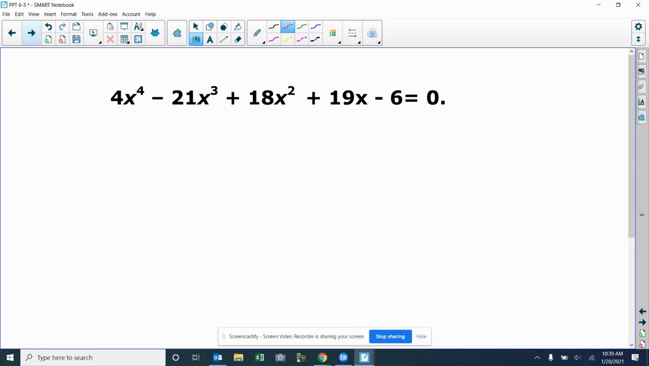Want to try this one? How many do we have to find? 4. Okay, got to find 4. Might want to put it in the graph. I'll list the possibilities, which are all the factors of 6, which will be 1 times 6, 2 times 3. Those are all plus or minus, over the factors of 4, which would be 1 times 4 and 2.